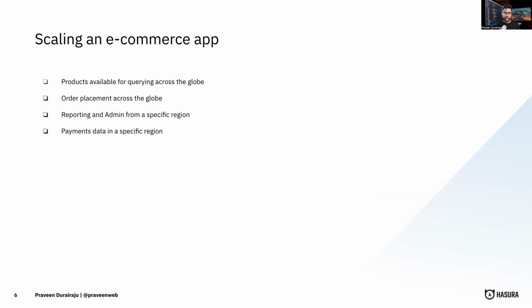So you have order placement and products both available across the globe. Products is basically read, so you read data from the database. Order placement is write, so you write data into the database. You have mutations with GraphQL, which does that.